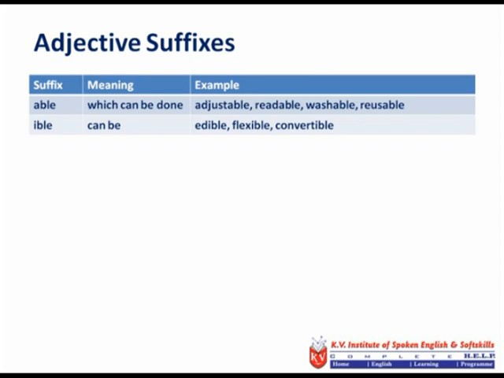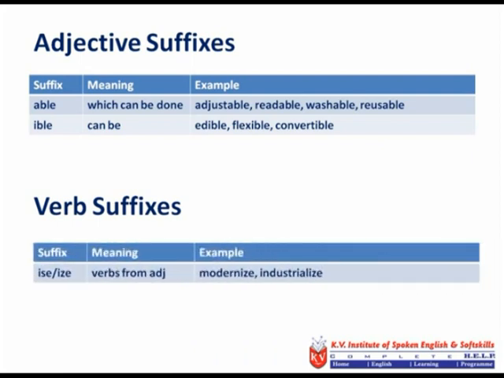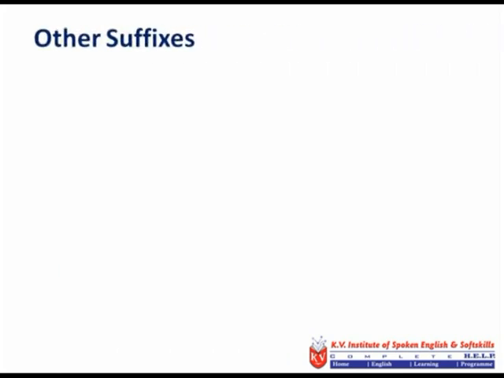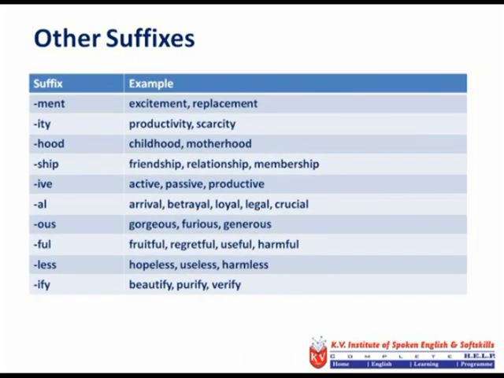Let's see some of the verb forms of suffixes. Ise and ize. It changes adjectives to verbs. Modernize, industrialize. There are also some other types of suffixes, such as ment, which can be used in excitement, replacement. Ity, which can be used in productivity, scarcity. Hood, childhood, motherhood. Ship, friendship, relationship, membership.